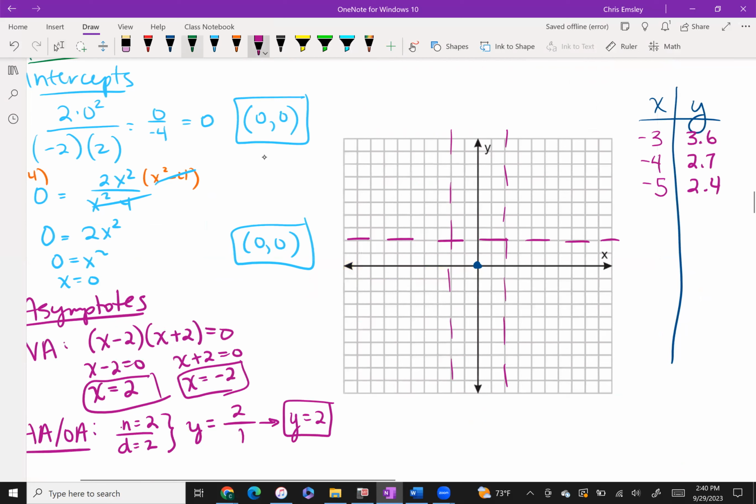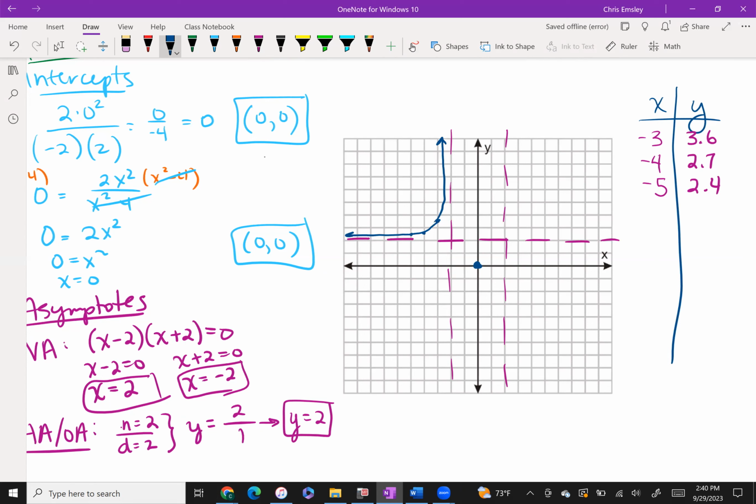So when x is -3, y is 3.6, just a little bit more than 3.5. When it's -4, we're at 2.7. And -5, 2.4. Yeah, those points are going to be close together. Just give it your best shot. Connect them with a smooth curve and then continue toward your asymptotes. There's the first part of our graph.